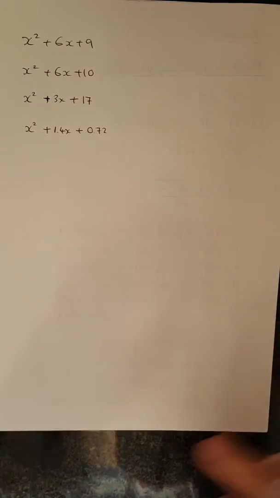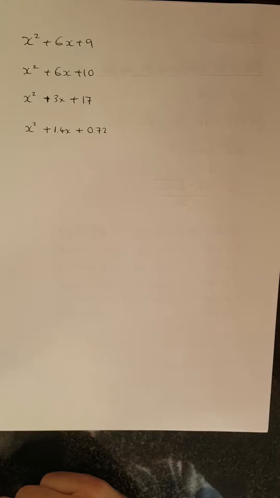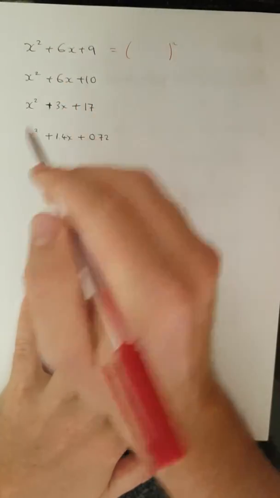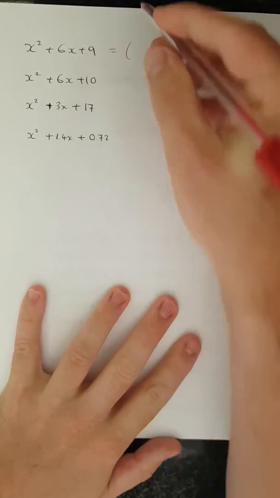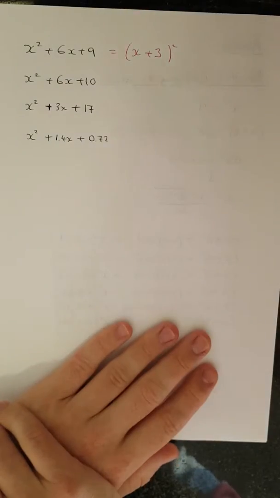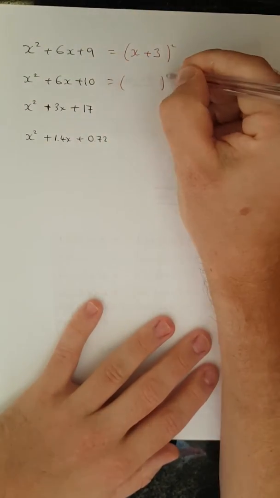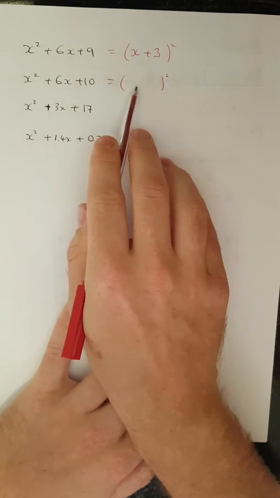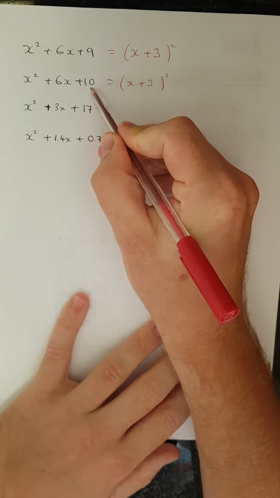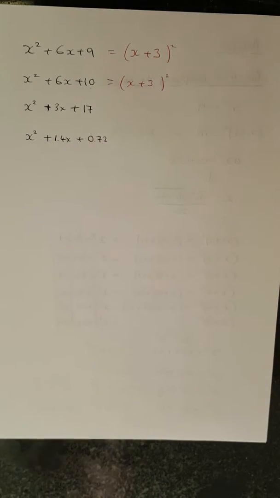So, the top one, got a 6 there, so you're thinking 3 in the bracket. Check the 9. Yes, that's correct. Well done. Let's do the next one. 6 here, so you're thinking x plus 3. And you square 3 to get 9 and... oh, hang on. Right, this one's not as simple as it looks.